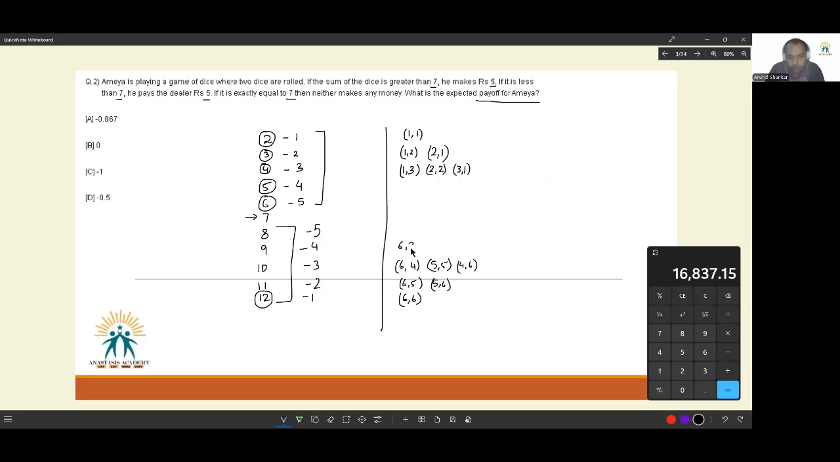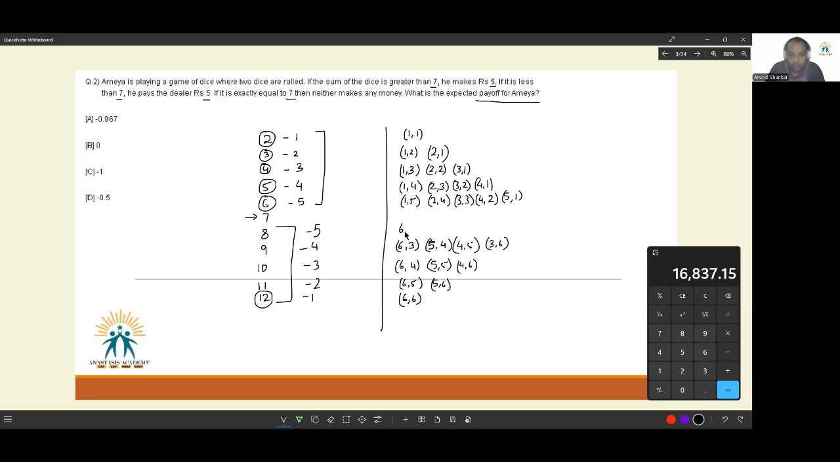9 would be 6, 3, 5, 4, 4, 5, and 3, 6. For 5, I will have 1, 4, 2, 3, 3, 2, and 4, 1. For 6, I'll have 1, 5, 2, 4, 3, 3, 4, 4, 2, and 5, 1.